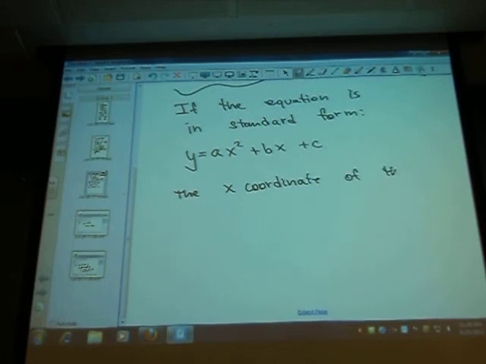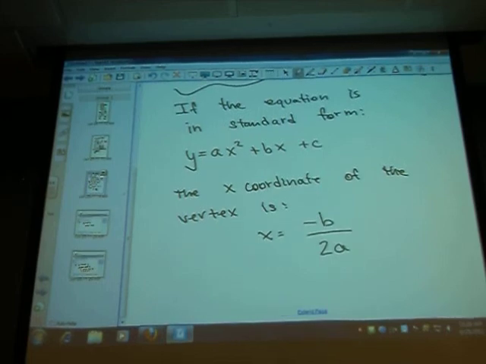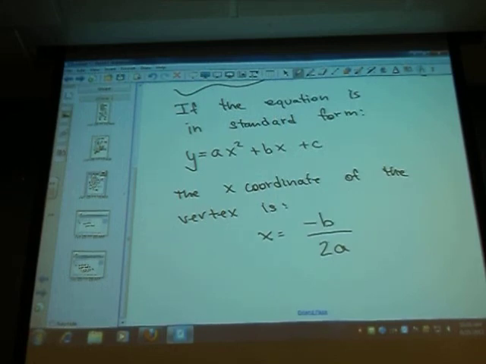The vertex is x equals, anybody know this formula? Negative b over 2a. Have you guys seen that before? Yes. Negative b means the opposite sign of b. So if b is positive, you make it negative. If b is negative, you make it positive. Negative b over top of 2a.